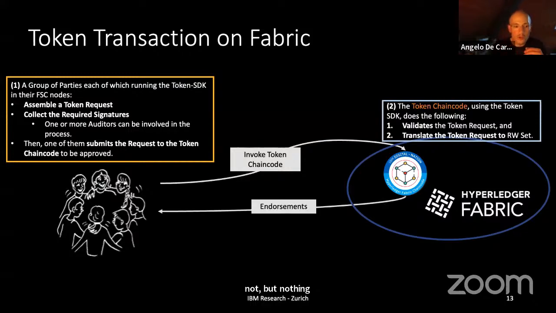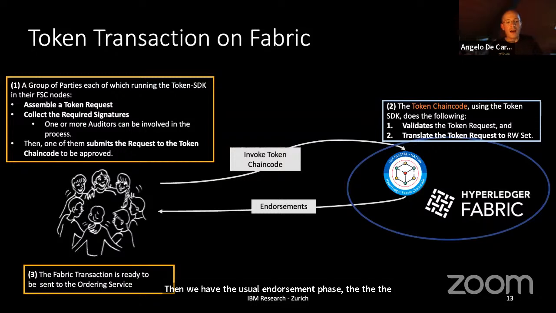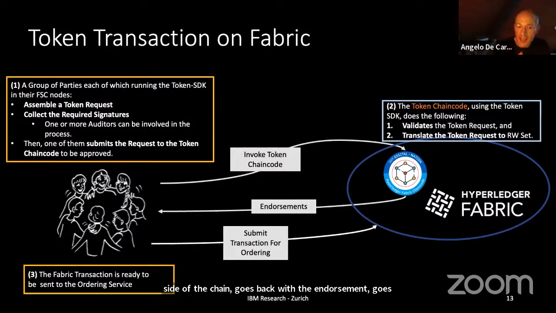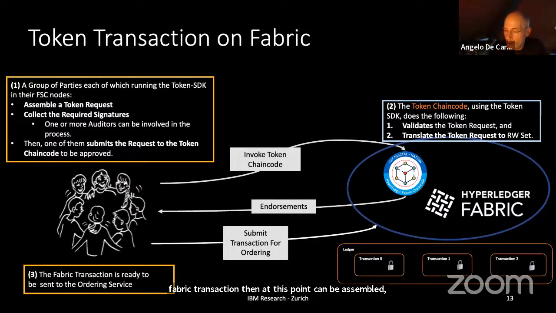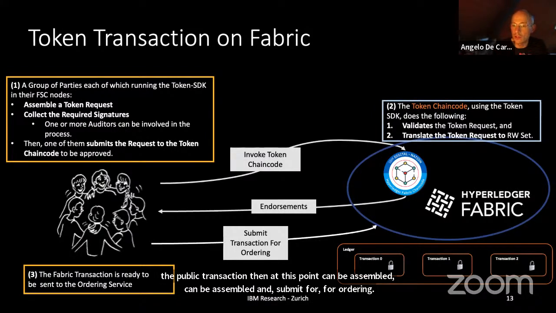Then we have the usual endorsement phase. The endorsers of the chain code go back with the endorsement. The Fabric transaction can then at this point be assembled and submitted for ordering, and it can be stored, validated, and finalized on the ledger.